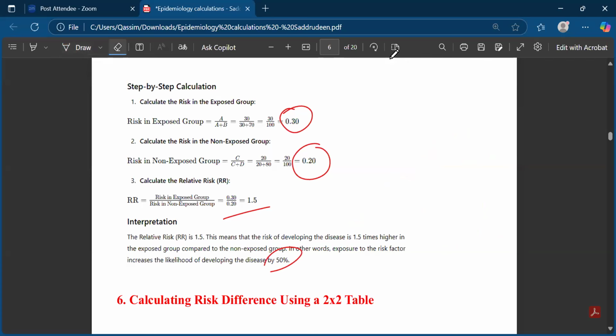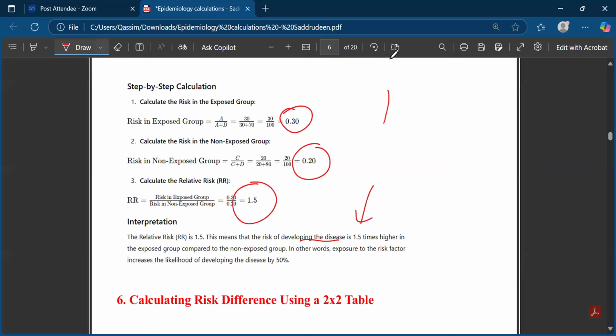Or just say, okay, let's not confuse. Let's just take this 1.5 and interpret it as 1.5. Just say the risk of developing the disease is 1.5 times higher in the exposed group compared to the non-exposed group. So when the relative risk is greater than 1, it means that exposure contributes to the disease. We can see there's a relationship. We can say even if you get 1.1 times more, it means cigarette smoking can be attributed to causing lung cancer.